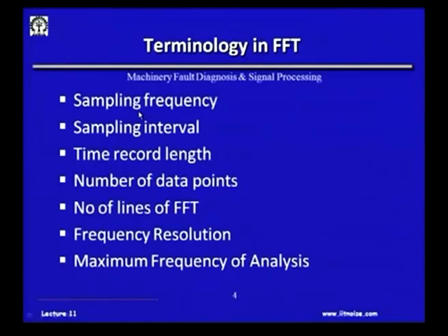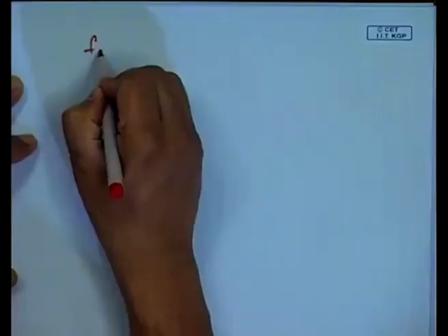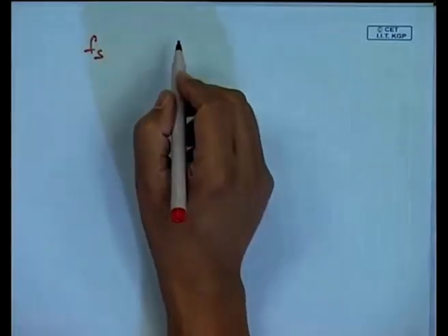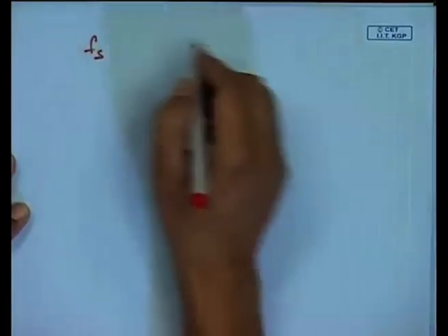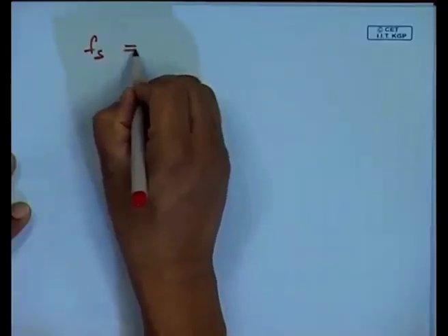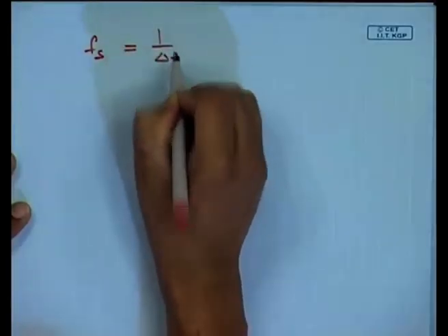Now, before we see the relationship, let us see what certain terminologies in this FFT mean, and they all will relate to my original Fs, because we all know what Fs is, the sampling frequency, and we know how it was related to the feature. It is a property of the data acquisition card, and the sampling interval is related to this.